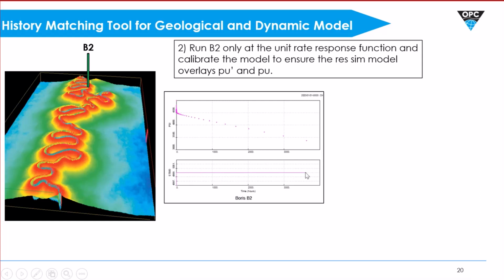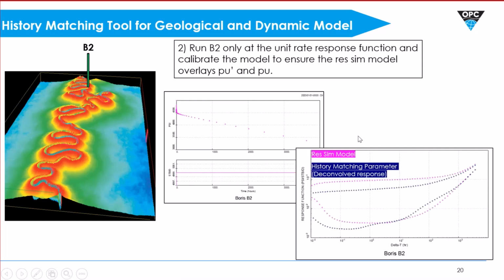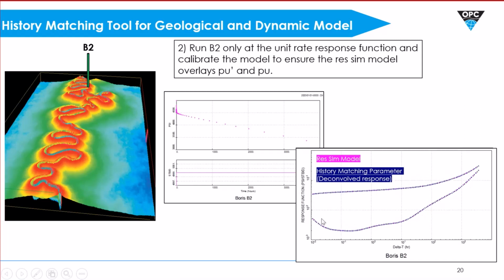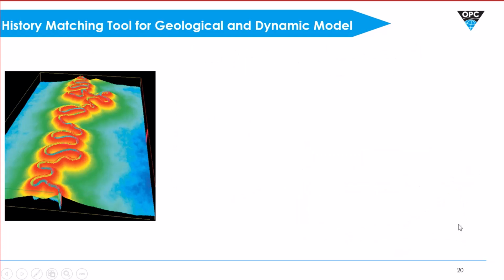I run B2 at its constant rate drawdown, and I take the derivative. And for well B2, I find that the permeability is too low. So again, I'd have to fix that, change the geology around the well, etc. But ultimately, the connected pore volume should be correct because I would have history matched that when I history matched well B1. So again, you'll do your history matching, and you end up with the responses overlaying.